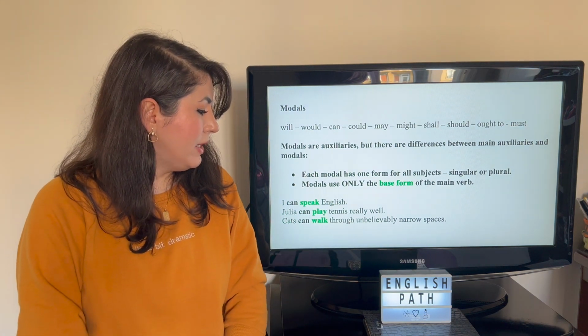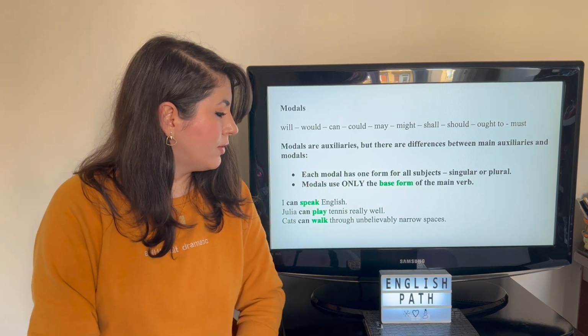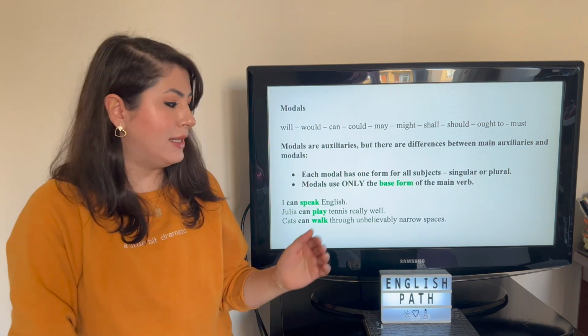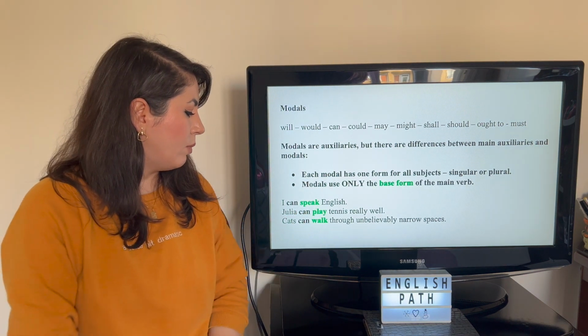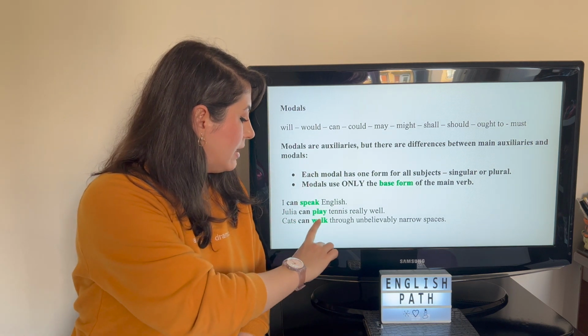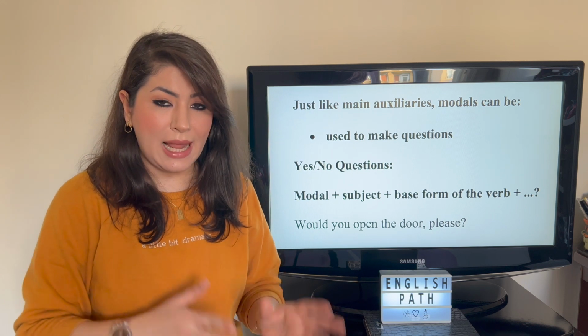Examples: I can speak English. Julia can play tennis really well. Cats can walk through unbelievably narrow spaces, like this narrow. So, as you can see, can is the same for both singular and plural subjects, and the verb is in its base form. We've covered the differences between modals and main auxiliaries.